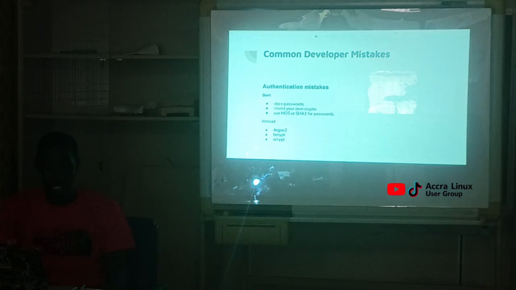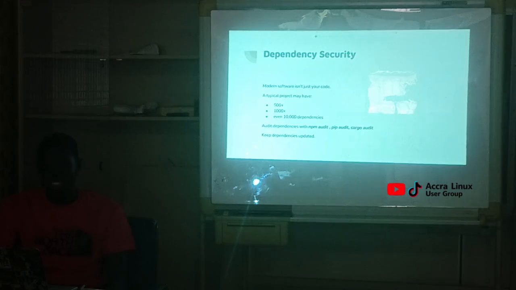In fact, there are some newer examples we have here for hashing functions: Argon2, Bcrypt, which personally I've worked with before, and then Scrypt. These are all much better alternatives to MD5 and SHA1. Then let's talk about dependency security.